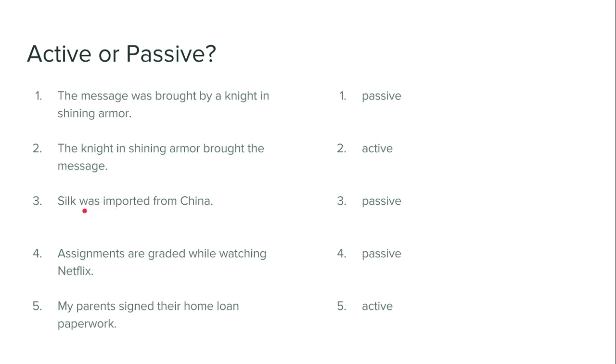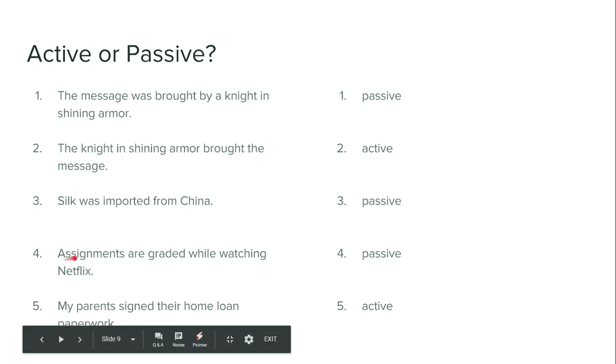Silk was imported from China. Now, this is a weird one. We don't know who did the importing, okay? Could have been by the wealthy industrialist. We don't know who did this, but we just know that silk didn't import itself, and silk didn't import China. Silk had something done to it. It was imported, so it's passive.